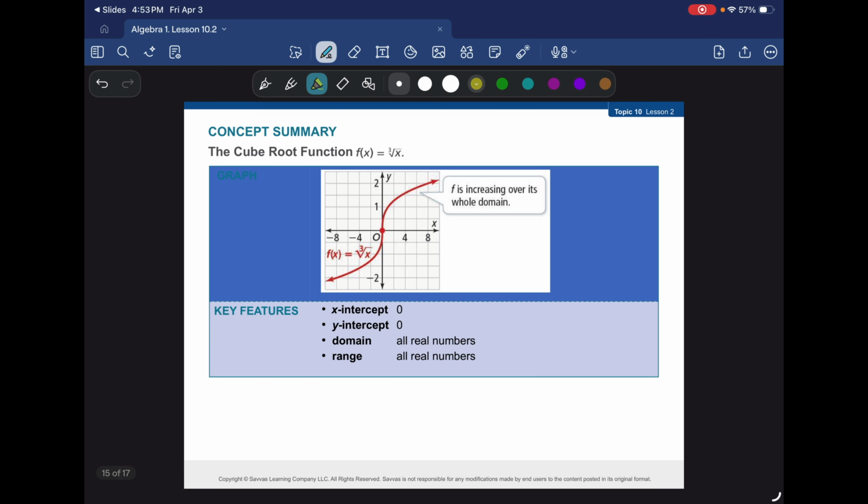That brings us to our concept summary for the cube root function. Remember, the translation rules apply the same way that they have for all the other functions that we have done. And make sure when you're doing your average rate of change calculations that you are careful with your negative values when you are finding the change in output over the change in input.